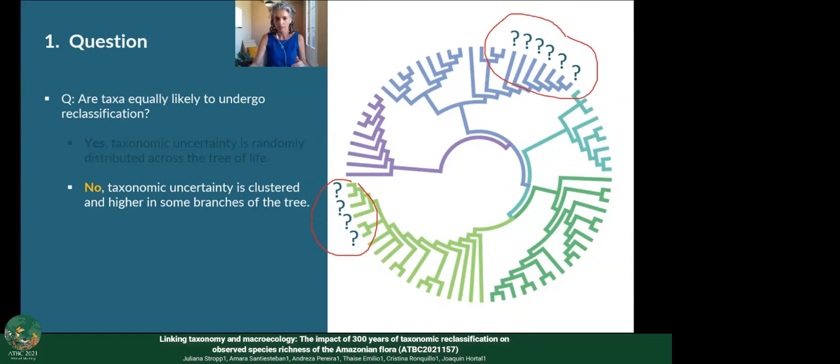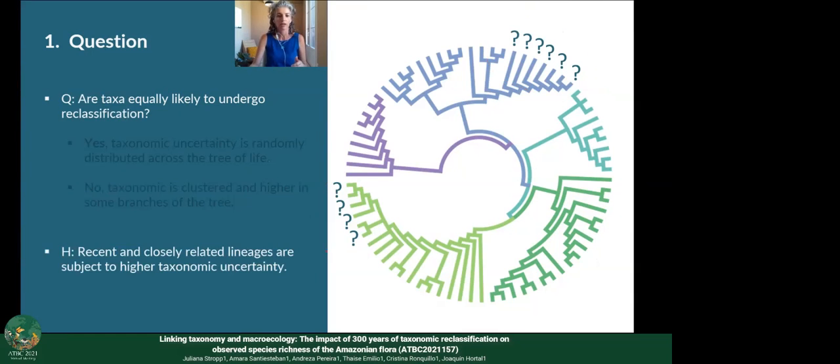the tree. So then to answer this question, we hypothesize that recent and closely related lineages are subject to a higher taxonomic uncertainty. Why that? Because these taxa may share a more subtle taxonomic morphological variation, and therefore that have affected the way they are classified and also described over the years.